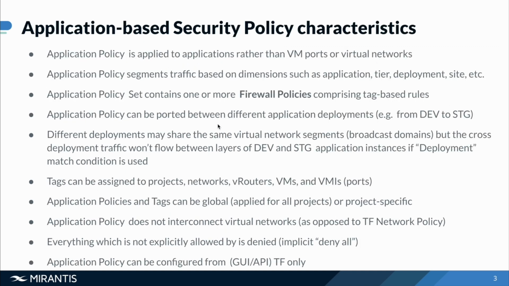Let me briefly characterize the application policy construct. There are three different firewall features supported by Tungsten Fabric, which are security group, network policy, and the application policy. The major difference between them is that security groups and network policies apply to VM ports and virtual networks respectively, whereas application policy applies to applications. Application policy segregates the east-west traffic based on dimensions, such as application, tier, deployment, or site.